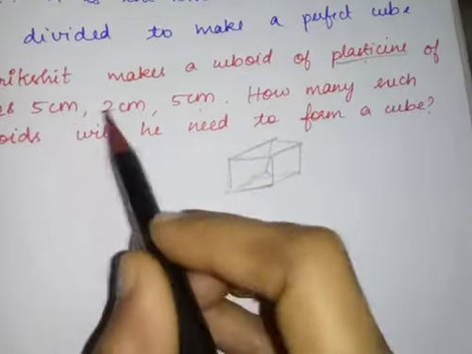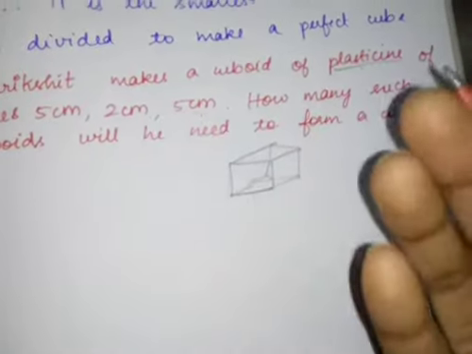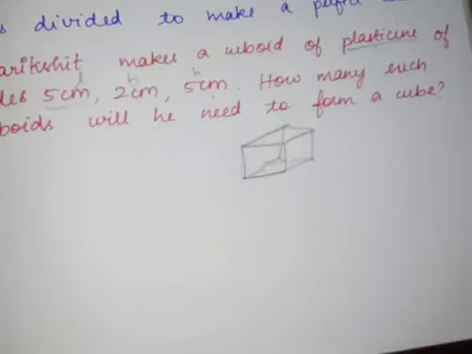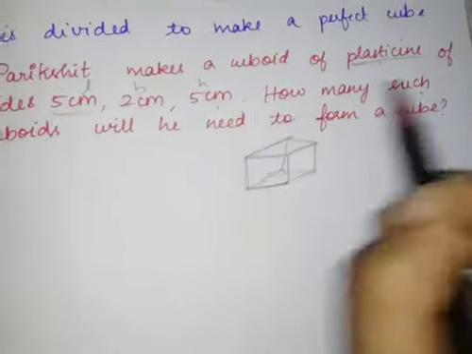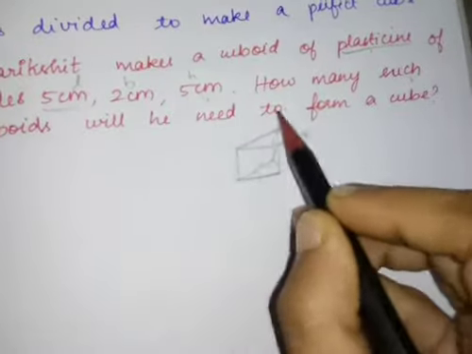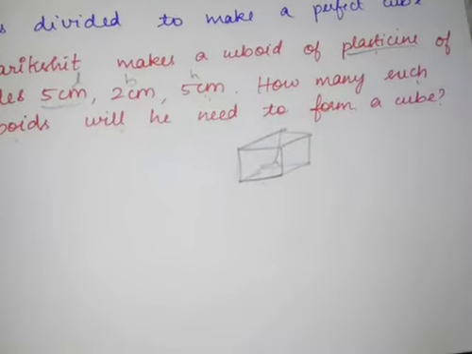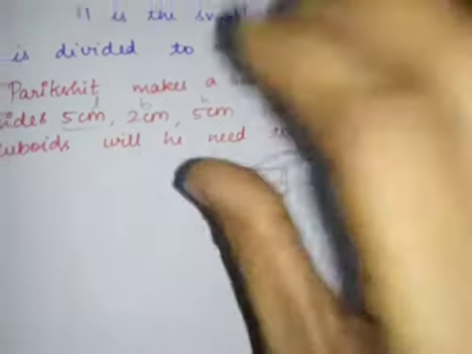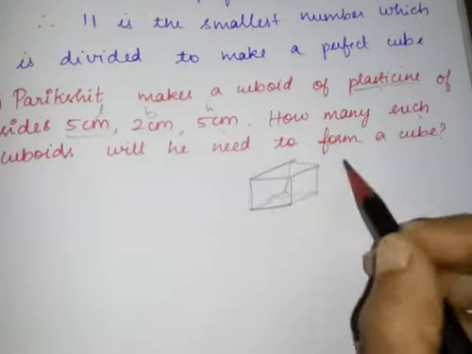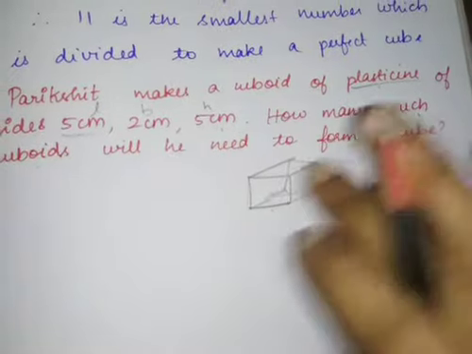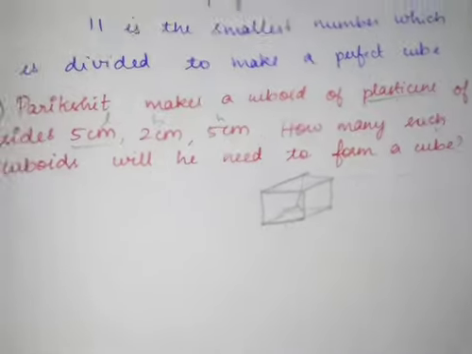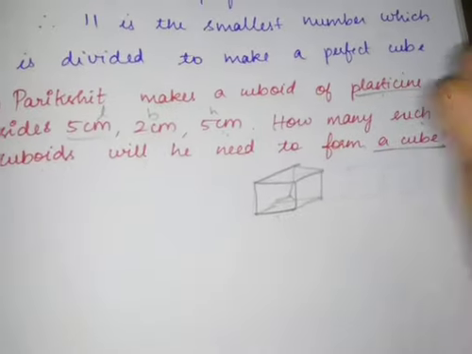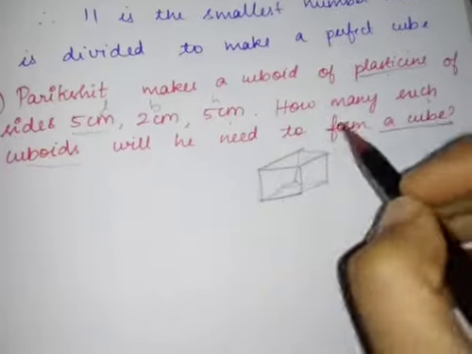What is its length and breadth and height? Usually you will have length, breadth and height for the cuboid, right? So this is your length, breadth and your height. How many such cuboids will he need to make a cube? So what he is going to do now, he is going to make cuboids and place them one by one, like this, and he wants to make a cube. So he wants to arrange those cuboids to form a cube.